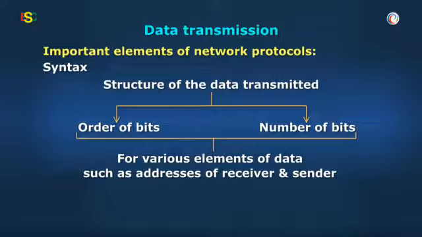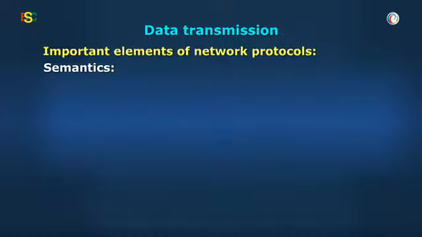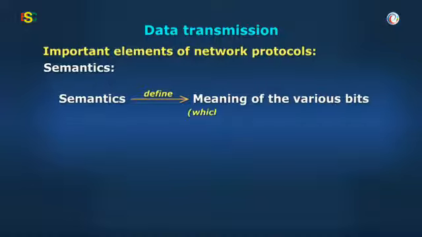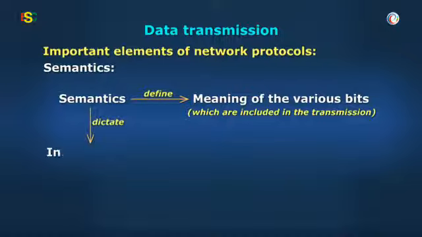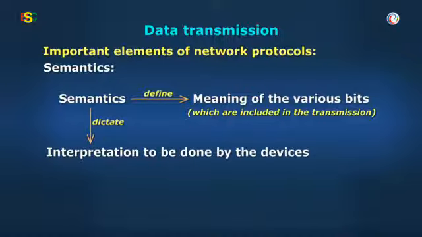The next element is semantics. Semantics define the meaning of the various bits which are included in the transmission. It also dictates the interpretation to be done by the devices about the bits as to what action is to be undertaken.